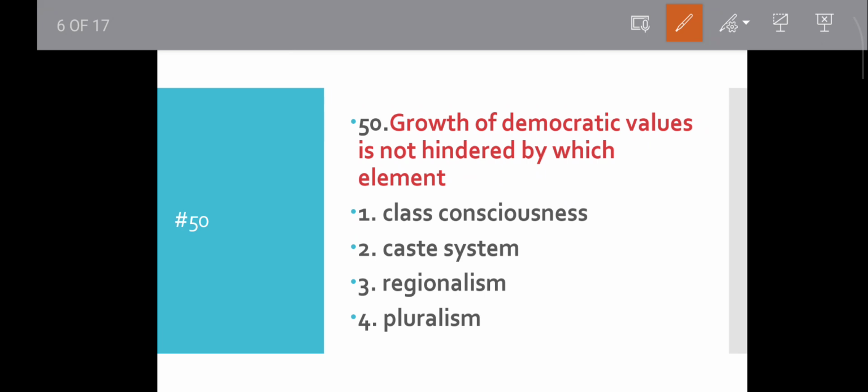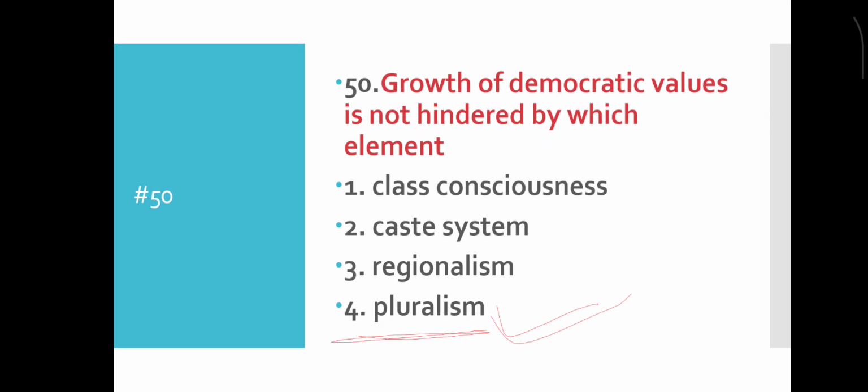As you know, pluralism encourages diversity, tolerance, and democracy. Okay, pluralism means multiple sources. Pluralistic means multiple things are there. So caste, class, and regionalism hinder democratic growth. It centralizes the values, so pluralism will be the correct answer. Okay, option 4 will be the correct answer. Okay, then move to the next question.